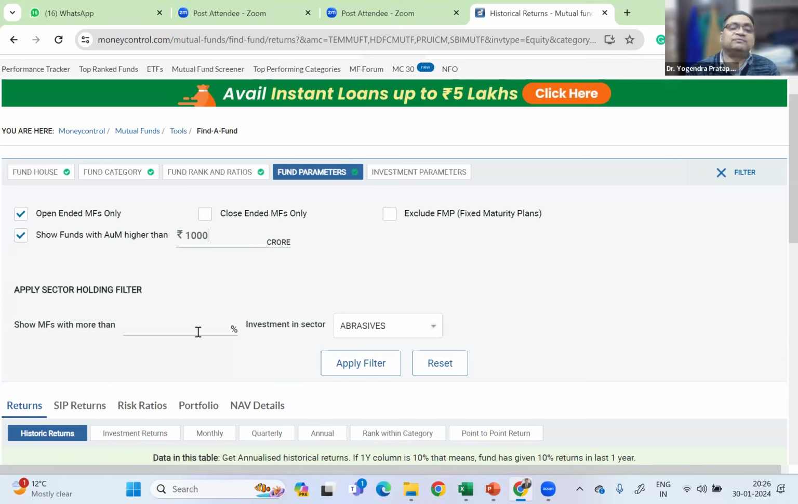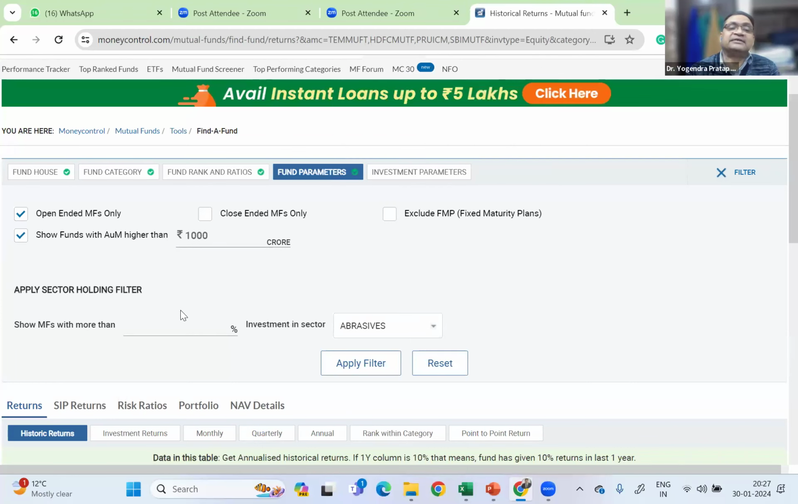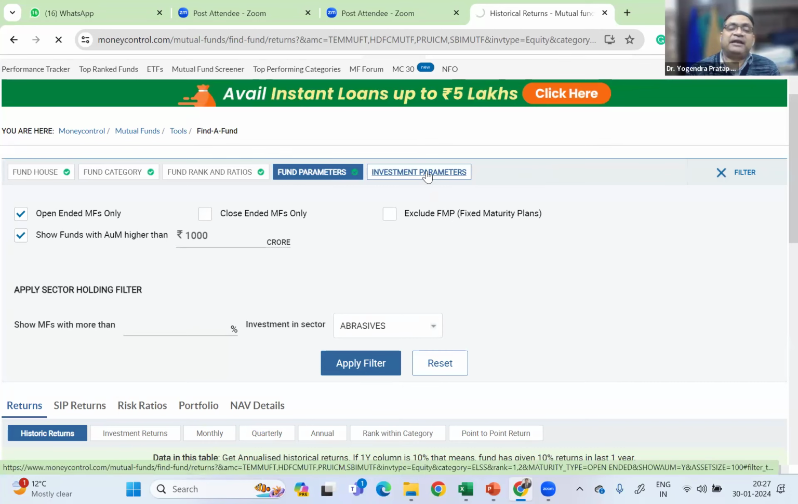Then mutual funds with more than a given investment in a sector, like applying sector holding filters. But I have chosen only ELSS funds, so it is not relevant for us. Just apply it. Right. Then come to the investment parameters.